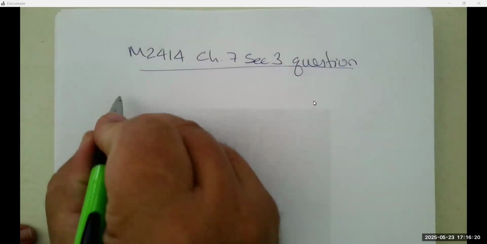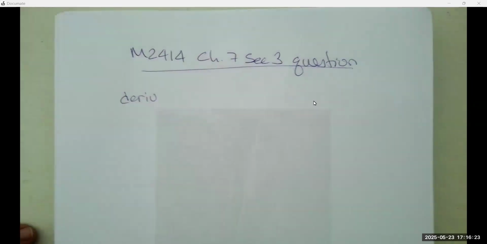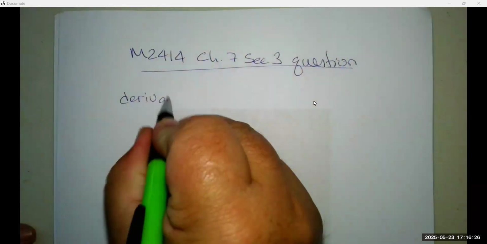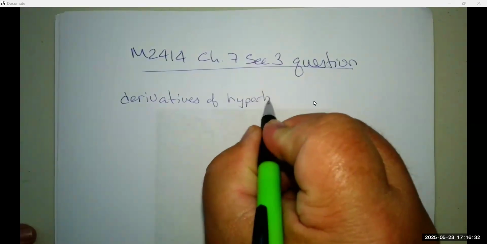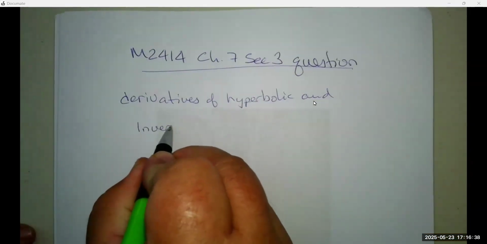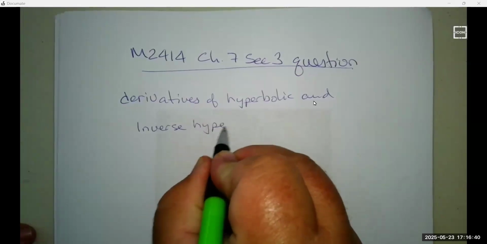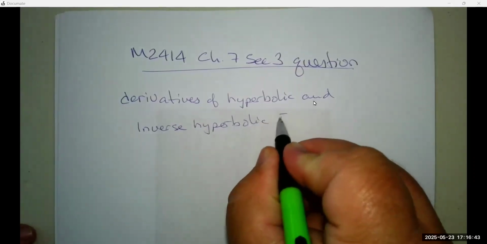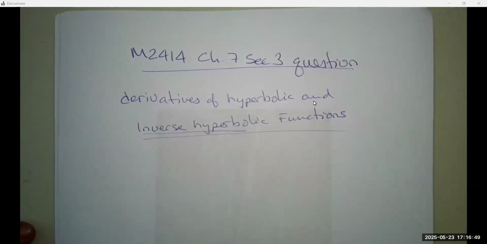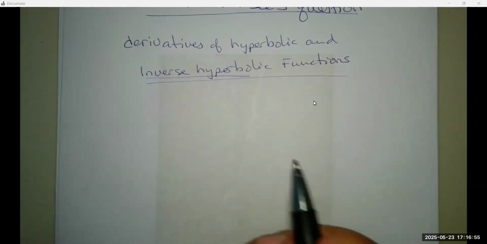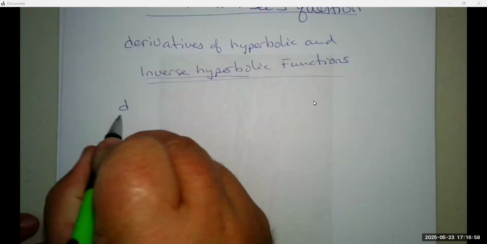First off, what we're dealing with in your questions is the derivatives of hyperbolic and inverse hyperbolic functions. More so, we're concentrating on the inverse hyperbolic functions. So let's look at the first, the derivatives of hyperbolic functions. These are the formulas for them.